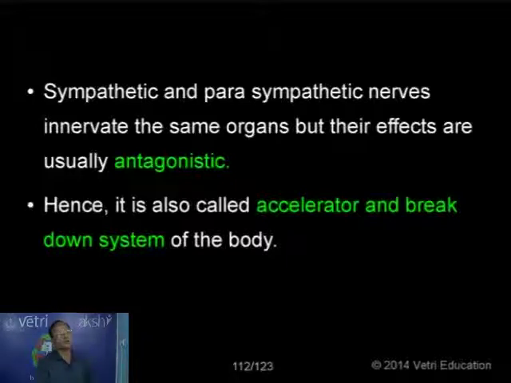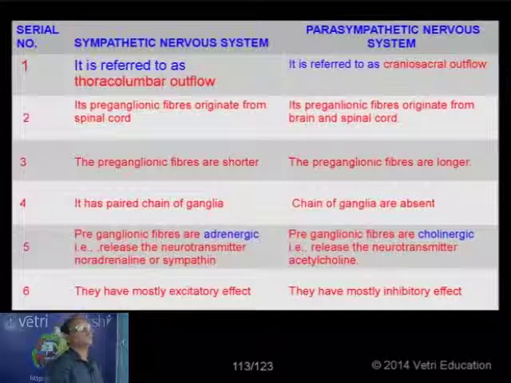The sympathetic and parasympathetic nervous systems together are called the accelerator and breakdown system of the body. One system accelerates, another one suppresses, hence the total autonomous nervous system is called the accelerator and breakdown system of the body, because of the antagonistic effect of the parasympathetic and sympathetic nervous systems.